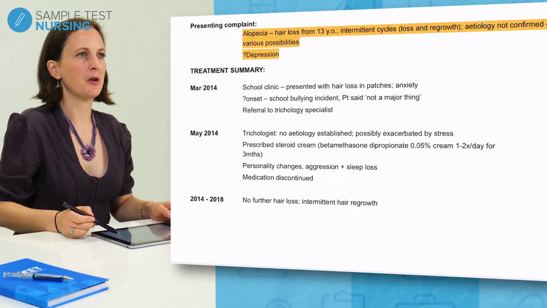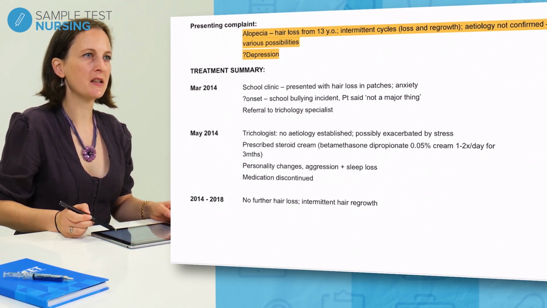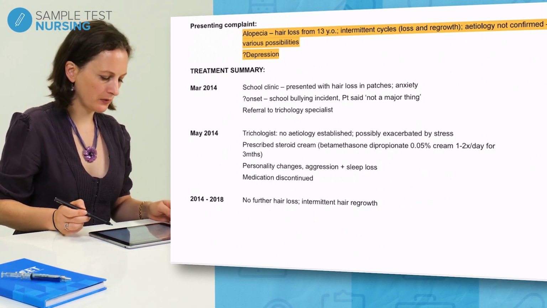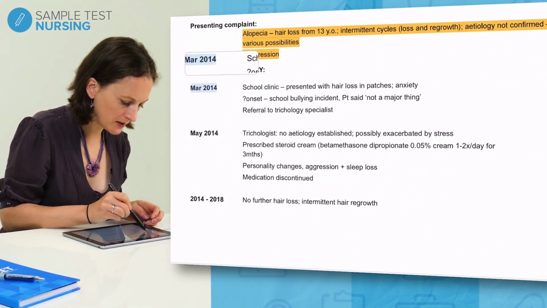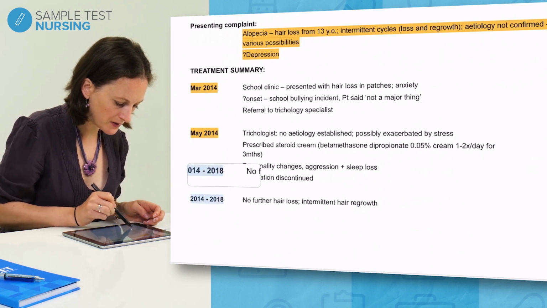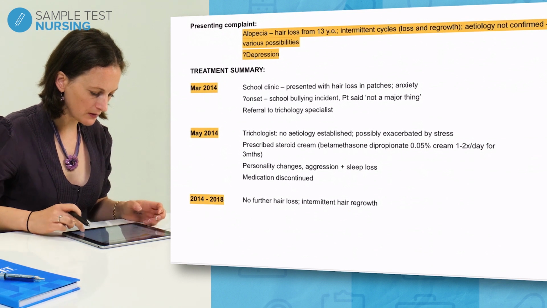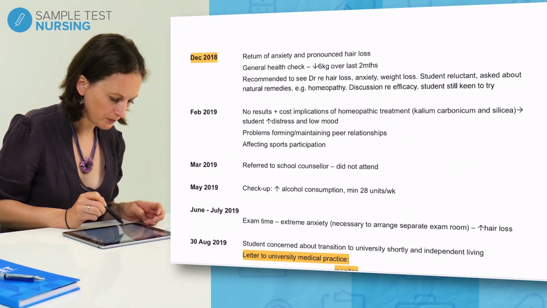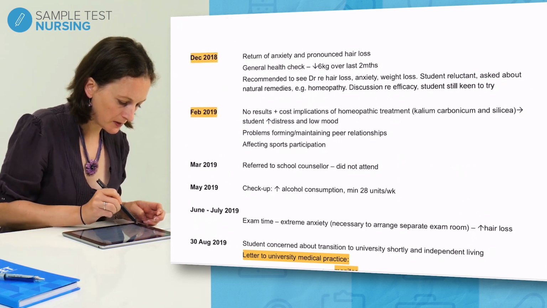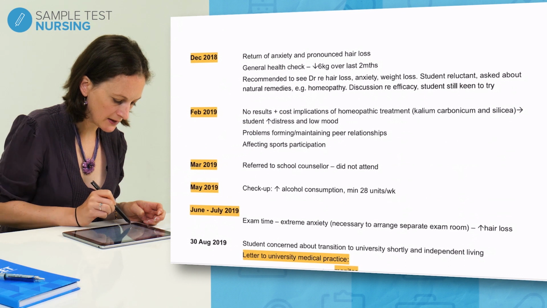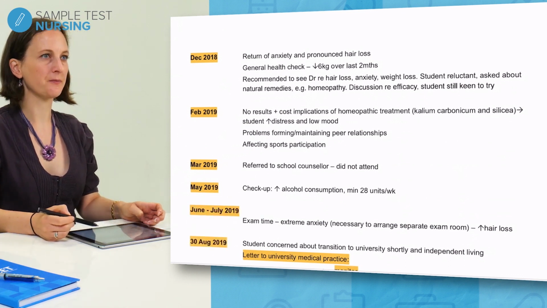At the start of the treatment summary, I noticed the dates start in 2014, so I skimmed down this column to get a sense of the timeline, which is going to be important for me to clearly communicate Jake's history to the reader. The first appointments were in March 2014 and May 2014. And then between 2014 to 2018, there were no further appointments until December 2018. Then we have regular appointments occurring in February, March, May, June, July, and today in August in 2019.